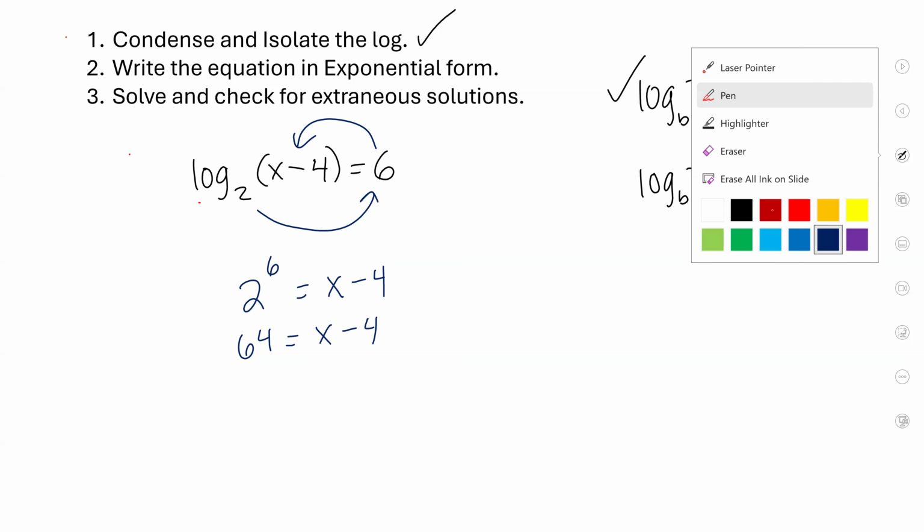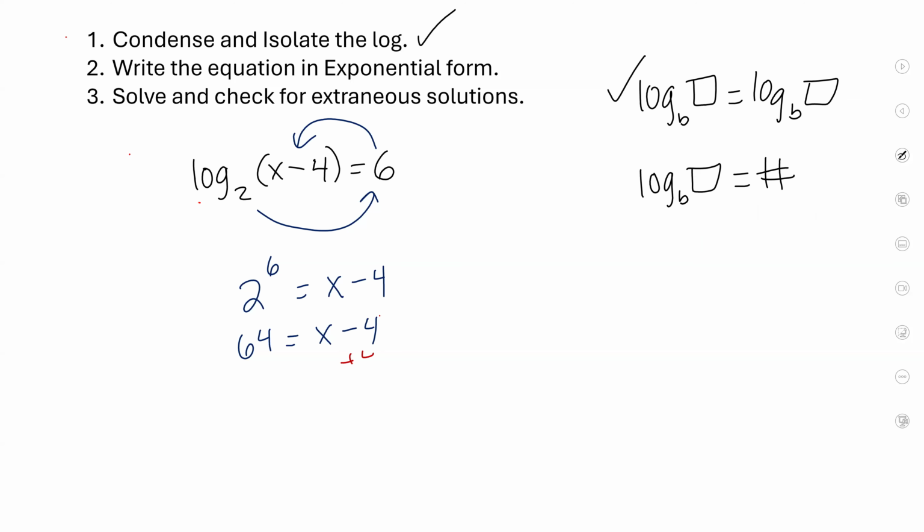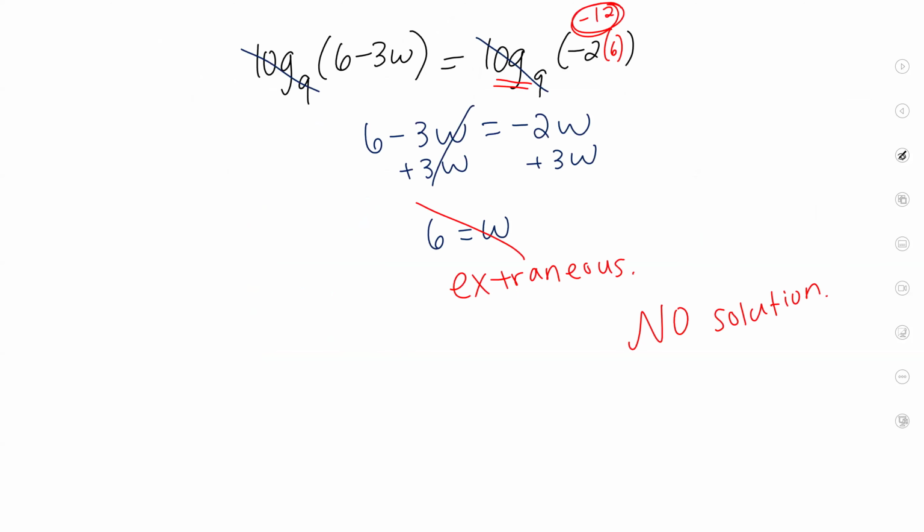And then you just add 4 to both sides. And you get 68. Now, you need to check for extraneous solutions. If I plug in a 68 right here, will it still be positive on the inside? Great, so that's an answer. Is there another one on this paper you'd like me to do? 12. Let's just do all of them.